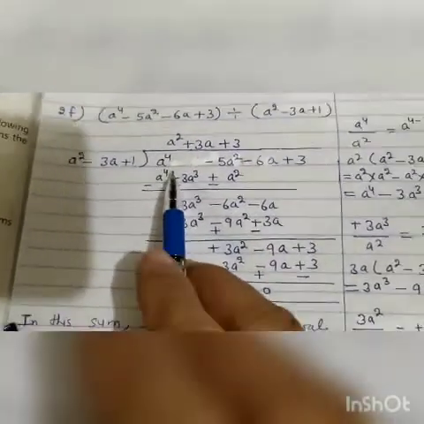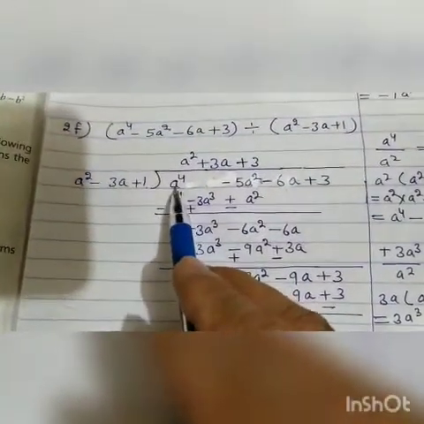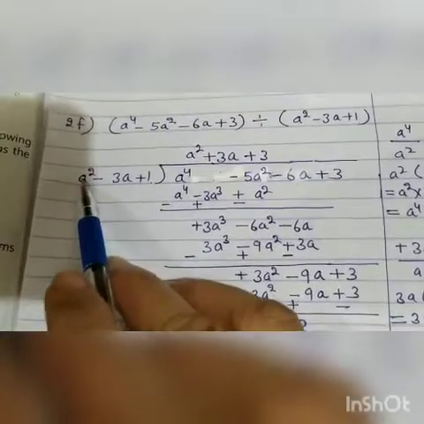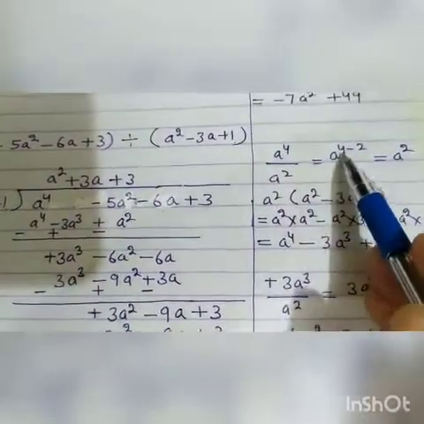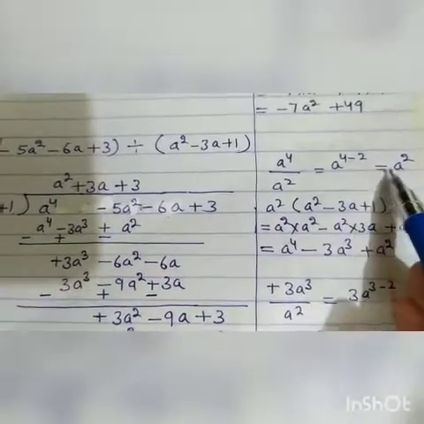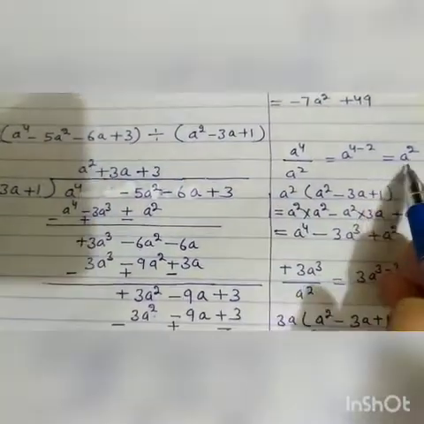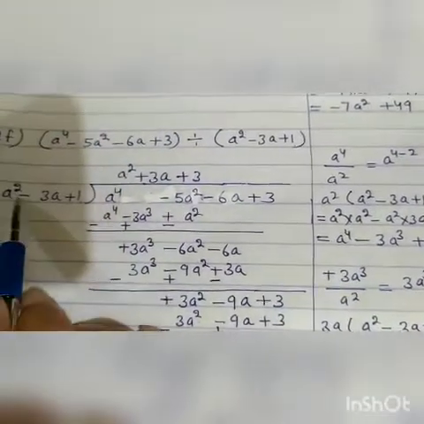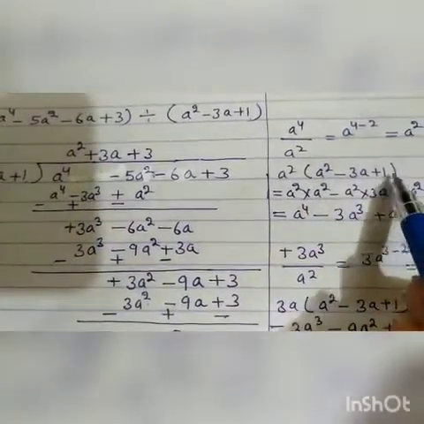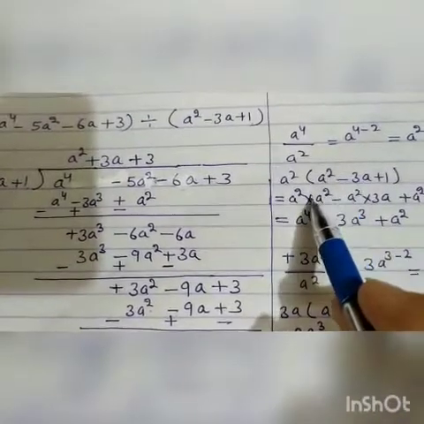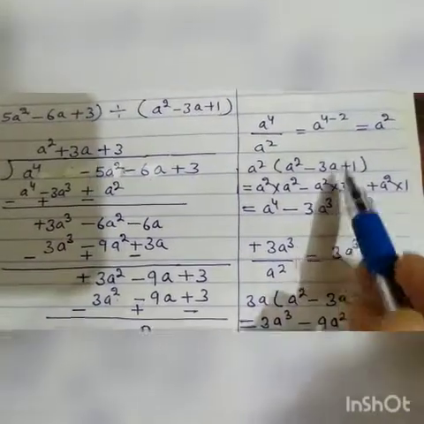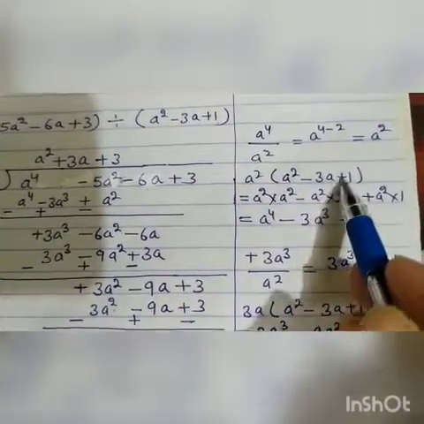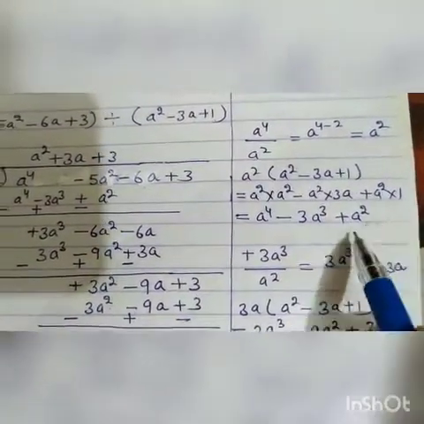So come to this 2f. Again we will follow the same pattern. We divide the first term of the dividend by the first term of the divisor. In the rough work, a power 4 upon a square is a power 4 minus 2, which is a square. Now multiply this quotient a square by the divisor a square minus 3a plus 1. A square multiplied by a square is a power 4, minus a square multiplied by 3a is 3a cube, plus a square multiplied by 1 is a square.